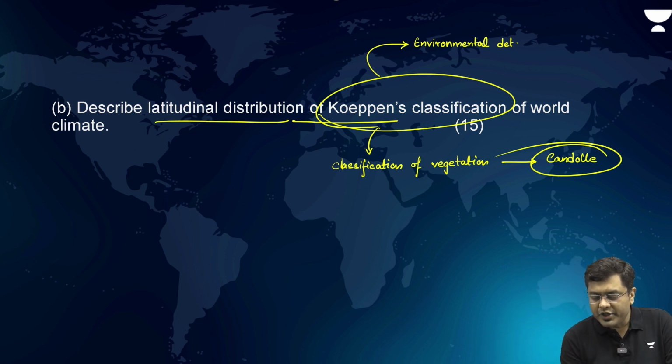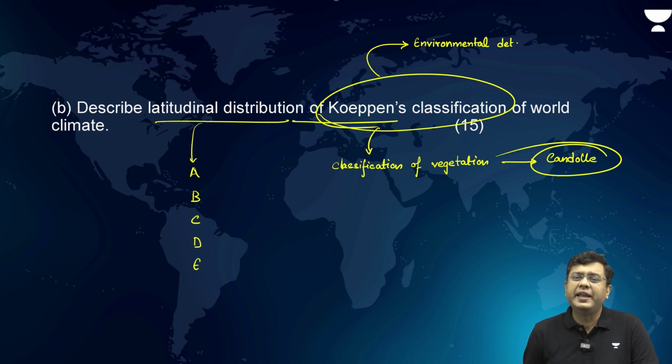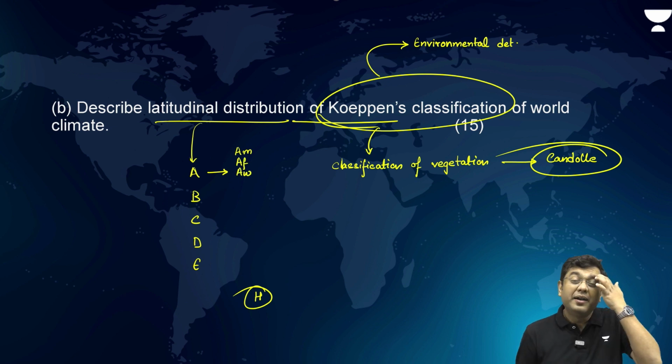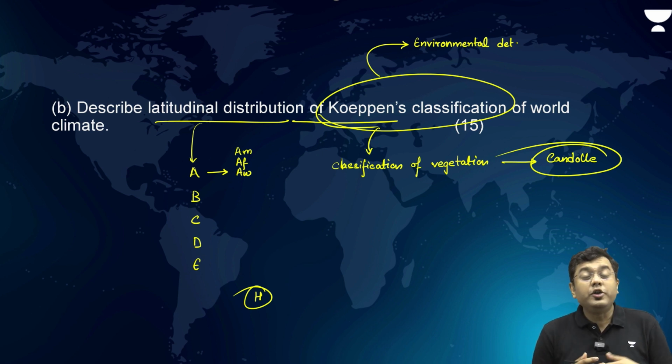So, what is the latitudinal distribution? You can talk about A to E, A, B, C, D, E, and you can also talk about the anomalies in areas of higher altitude, which were indicated by the H type of climate. Then the A type, closest to the equator, the region around the equator, was further subclassified into Am, Af and Aw, right. Like that, the B type in the subtropic region where you have the dry climate.